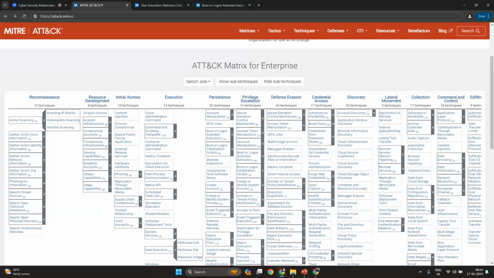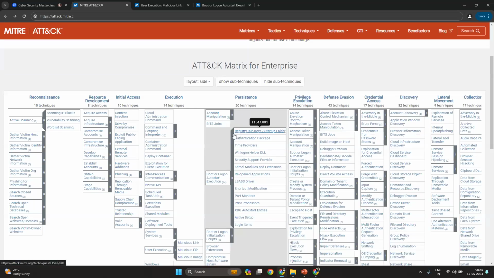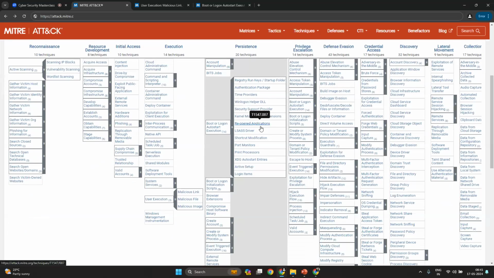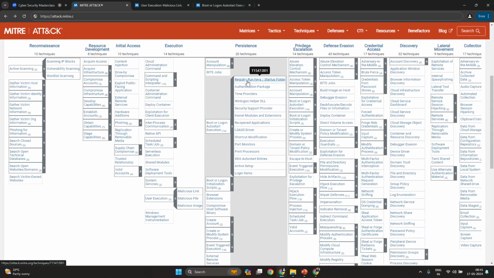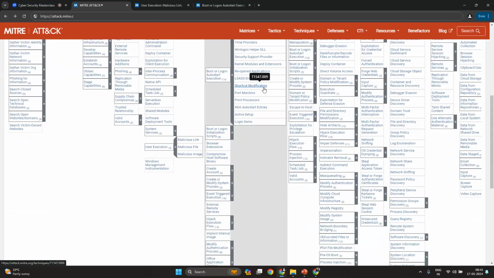But mostly detections are involved at the persistence level, like I mentioned. Let's say a registry autostart, a registry modification. You would have a detection which says, if any modification happens at this specific registry key, an alert is created. That is one detection you can create.